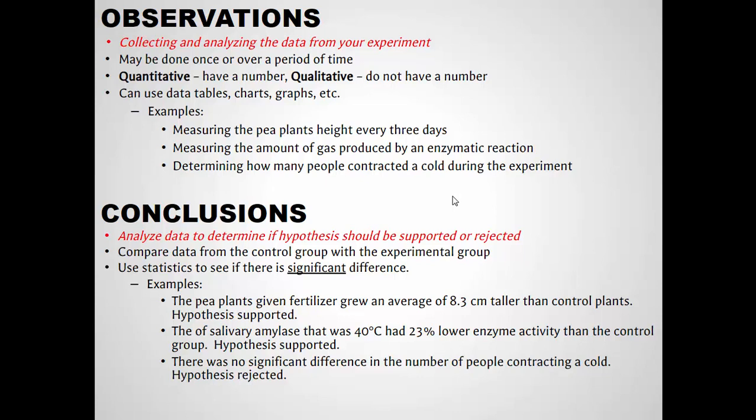When we're making our conclusions, we're usually comparing the control group to the experimental group to see the effect. We said we might use statistics to test if it's significant at a certain level. In science, we often use 95% as the confidence level. So some examples of conclusions. The pea plants given fertilizer were on average 8.3 centimeters taller than control plants, so the hypothesis would be supported. Or salivary amylase at 40 degrees had lower enzyme activity than the control group, hypothesis supported.